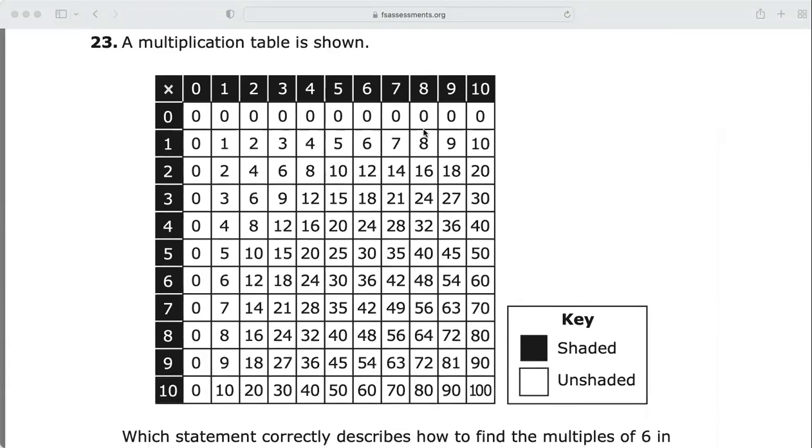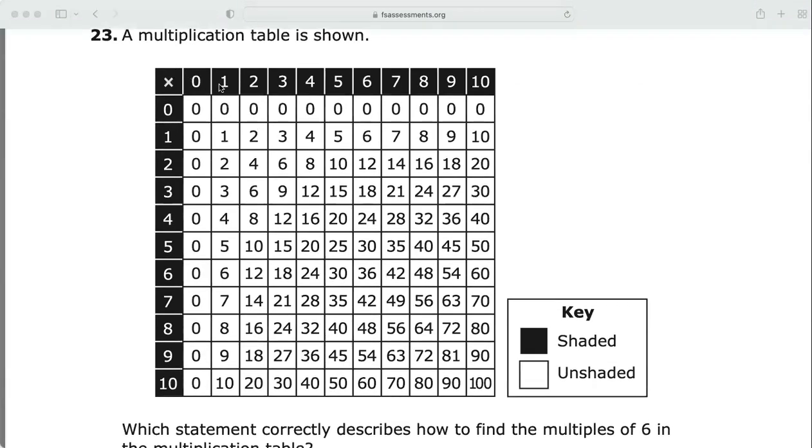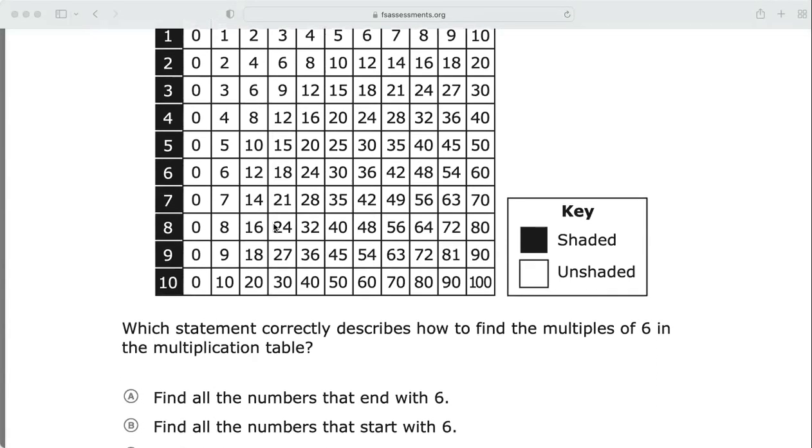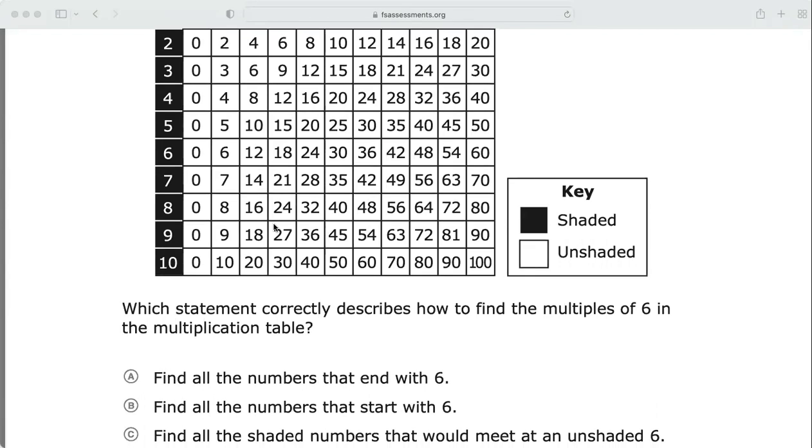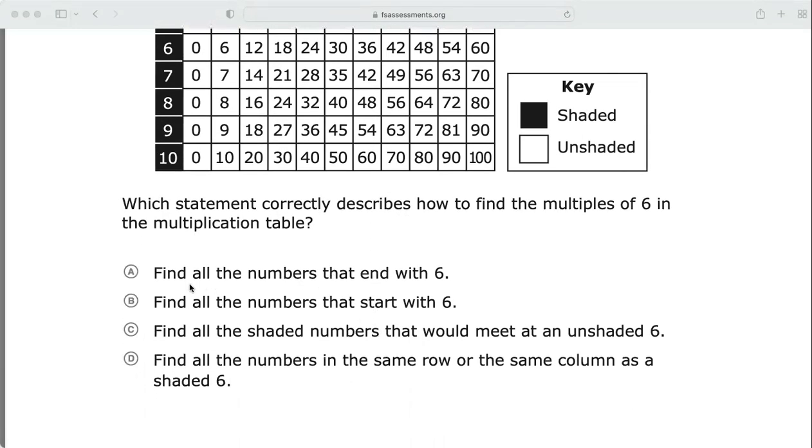Okay, here is a multiplication table, and we have the numbers that are shaded along the edges, and they're things that they multiply to in the middle. And the multiples. So which statement correctly describes how to find the multiples of 6 in the table? So is it find all the numbers that end with 6? No, because not all multiples of 6 end in a 6, like 6, 12, 18, 24. Those do not all end in a 6. So that is not the answer.